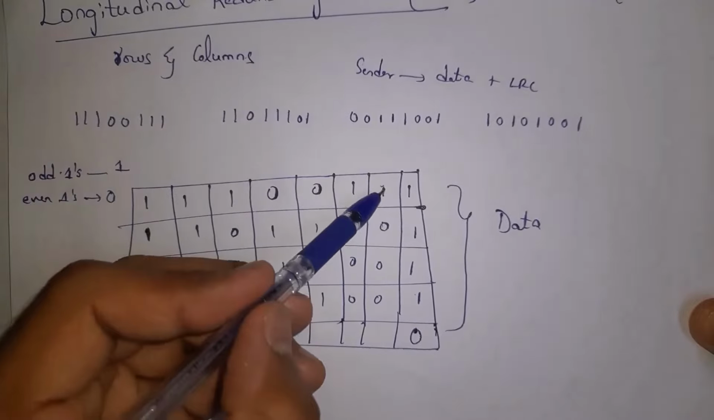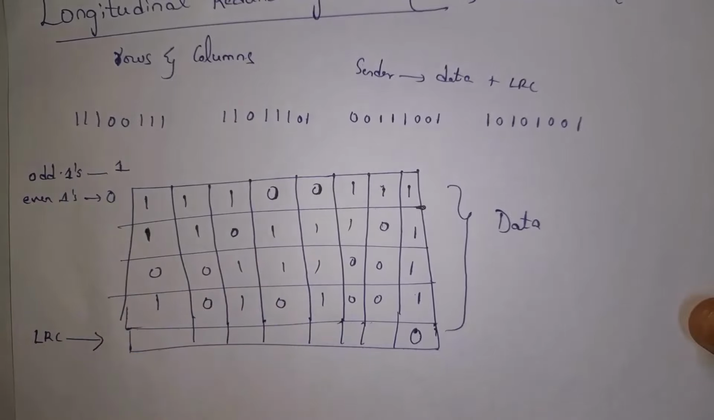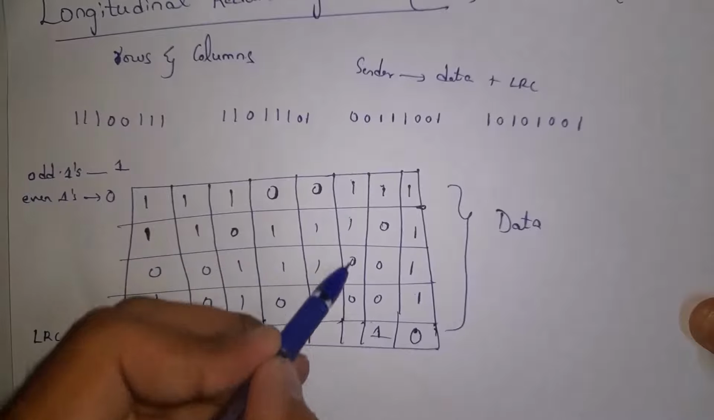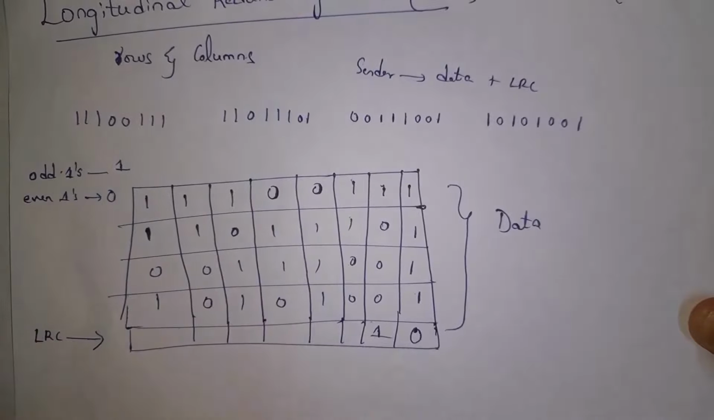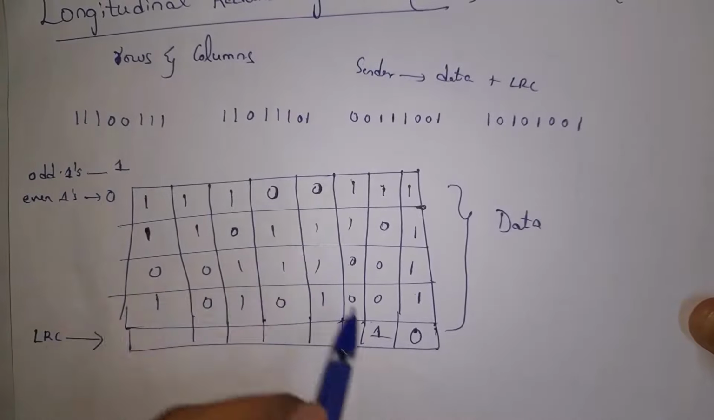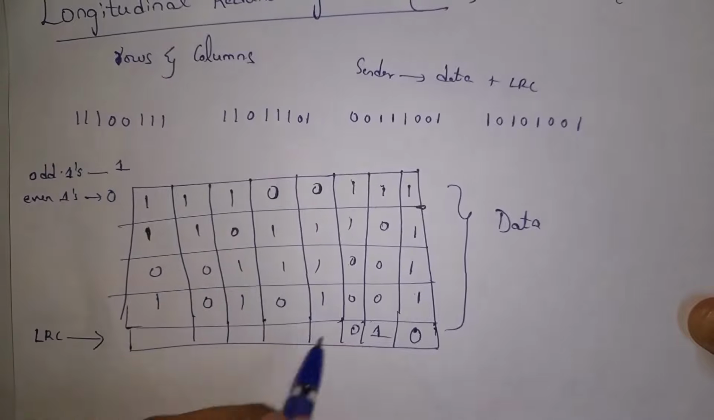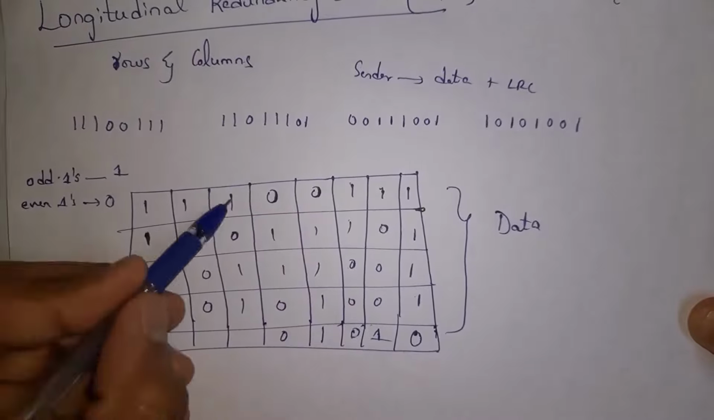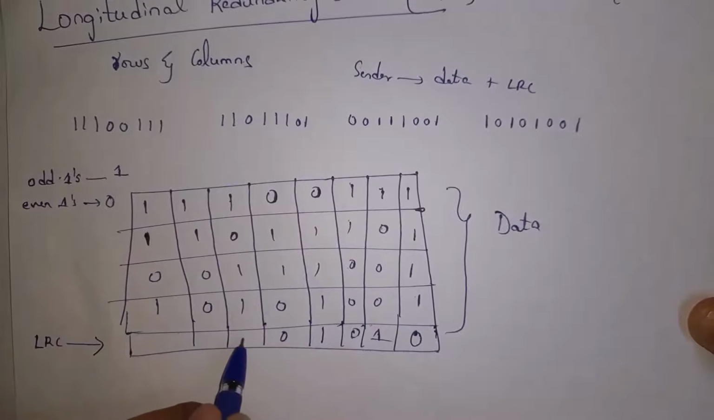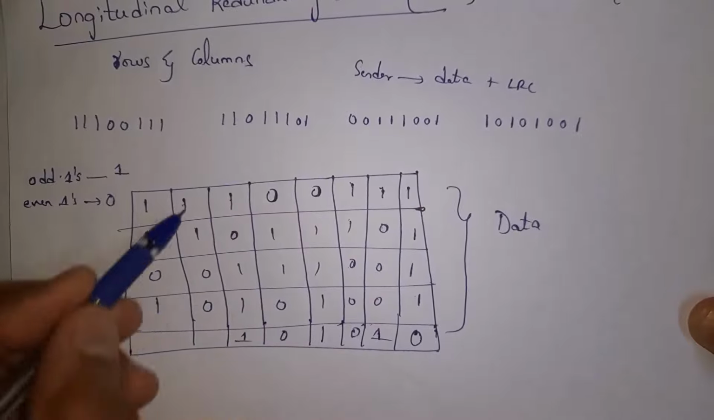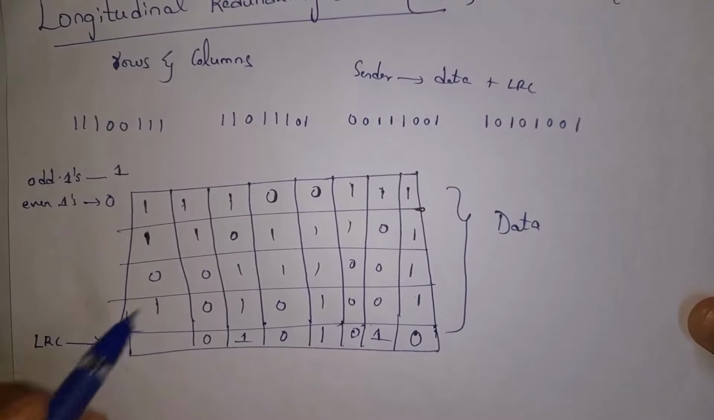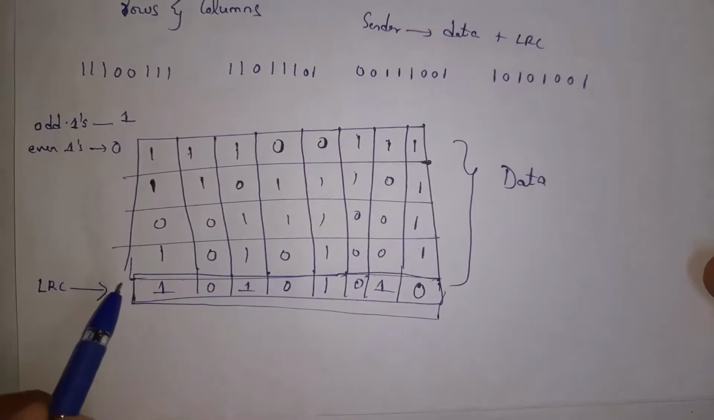The next column contains 1, 0, 0. As there is only one 1, which is an odd number, we'll add 1. Next here 1, 1, 0, 0: 2 ones, 2 is an even number. If there is an even number of ones, we'll add 0. Similarly here 3 ones, which is an odd number, we'll add 1. Here 2 ones, even, we'll add 0. Here 3 ones, which is an odd number, so we'll add 1. Next here 2 ones, so we'll add 0. And again here 3 ones, which is an odd number, so we'll add 1. So now we have the LRC value.